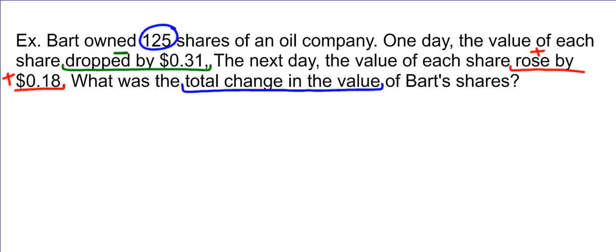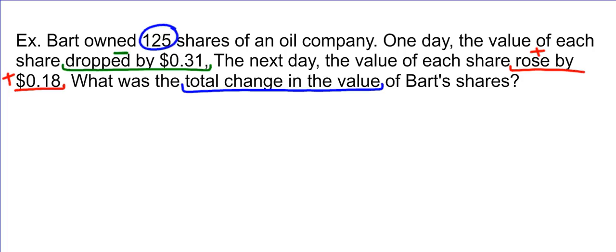All right, so in this problem there are two ways we can approach it. It says Bart owns 125 shares of an oil company. One day, the value of each share, so each of the 125 shares, dropped by 31 cents. So he lost 31 cents 125 times. The next day, the value of each share rose by 18 cents. So he gained 18 cents 125 times. What is the total change in the value of his shares?